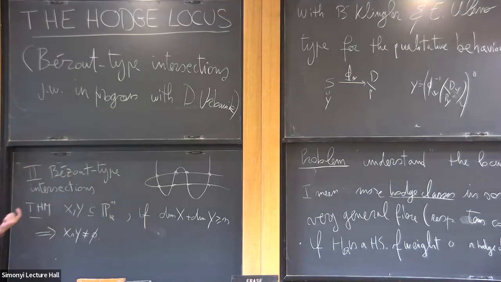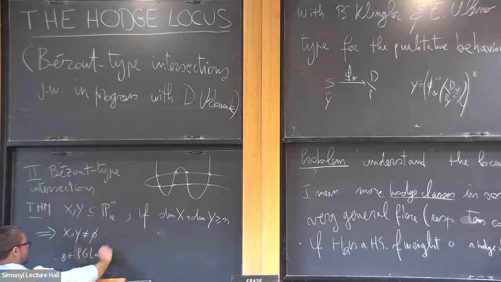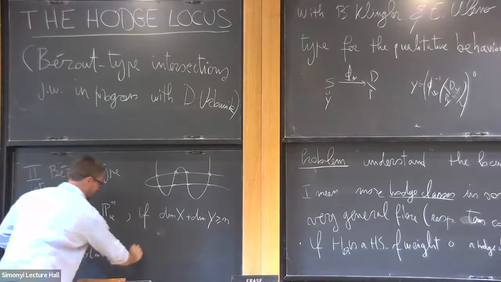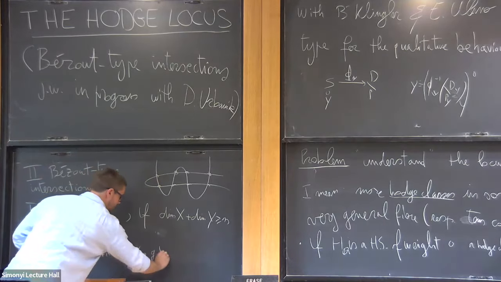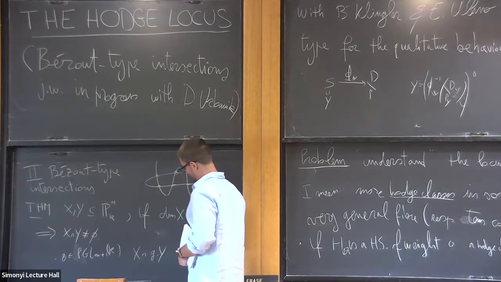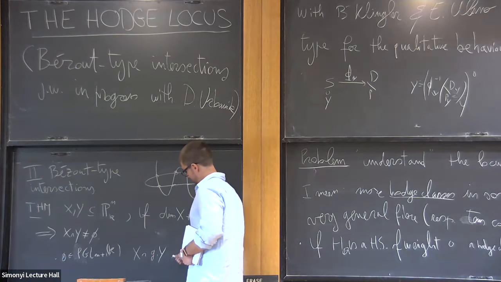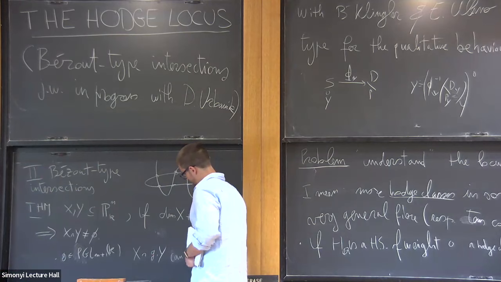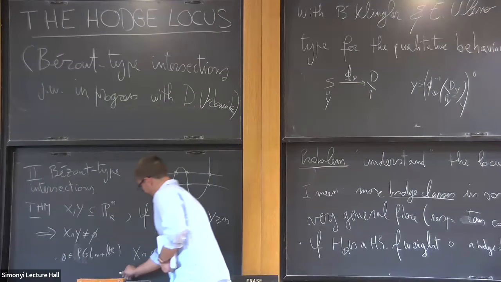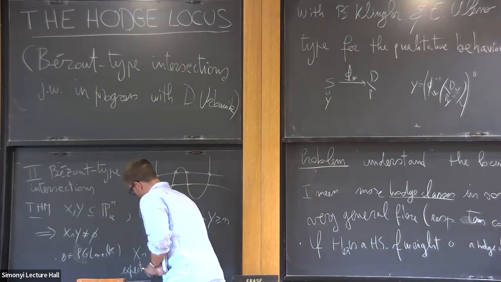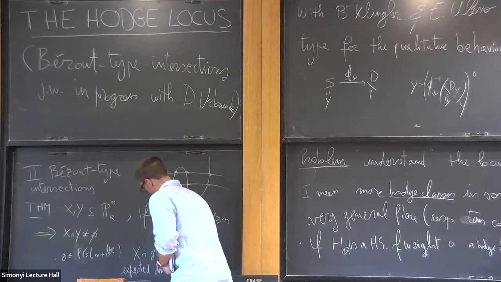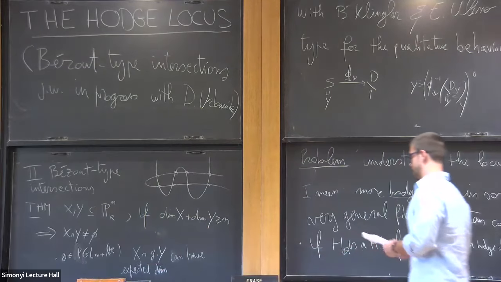And if the intersection is not of the expected dimension, you can move Y by some g, and X cap gY can be made into a transverse, expected intersection, even if X and Y didn't have the expected dimension.